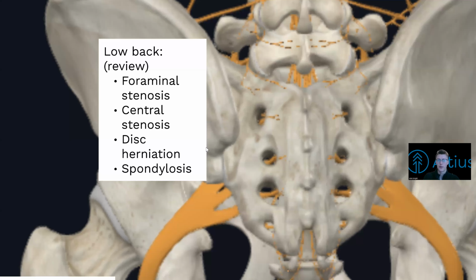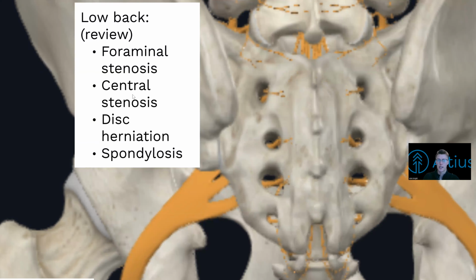Okay, so just to review, we talked about foraminal stenosis, we talked about central stenosis, and then we talked about disc herniations. I didn't dive into spondylosis, but this is a term that refers to just age-related degenerative changes in the back. And usually if you have spondylosis, you'll have one or some form of all the others above as well. So I think these are more important to pay attention to than spondylosis. But usually if you have spondylosis, you'll have some form of one of these three as well.